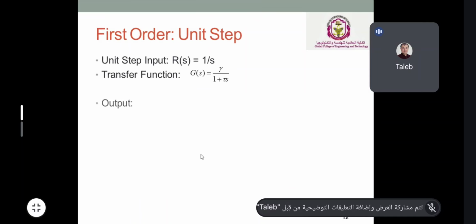Okay, let's talk about the first type. Assume that we have a first order system. A first order system means that we have just a capacitor or an inductor, just one element for saving energy. So the result will be a first power order here, tau s. You see, gamma over 1 plus tau s. This is the transfer function for the first order system. So I multiply this with the input to find the output. Transfer function times the input gives the output.